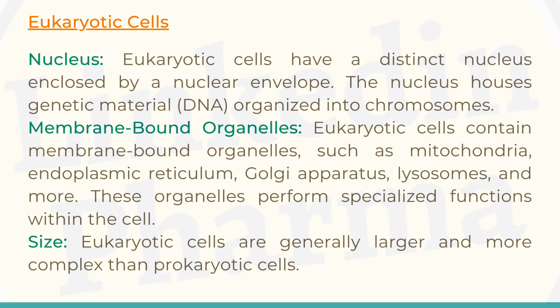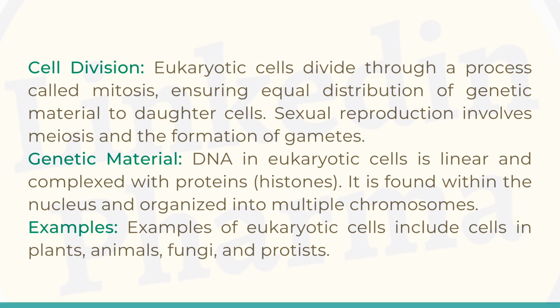Size. Eukaryotic cells are generally larger and more complex than prokaryotic cells. Cell division. Eukaryotic cells divide through a process called mitosis, ensuring equal distribution of genetic material to daughter cells. Sexual reproduction involves meiosis and the formation of gametes.